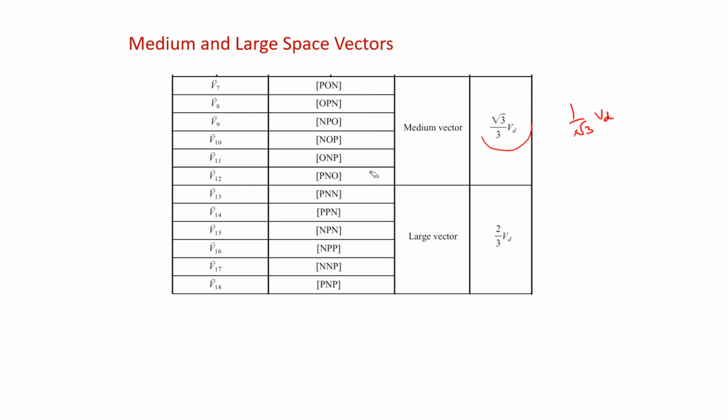And next we have the large vectors. They don't contain a 0: PNN, PPN, NPN, NPP, NNP, and PNP. Its magnitude is 2 by 3 VD. Understood?